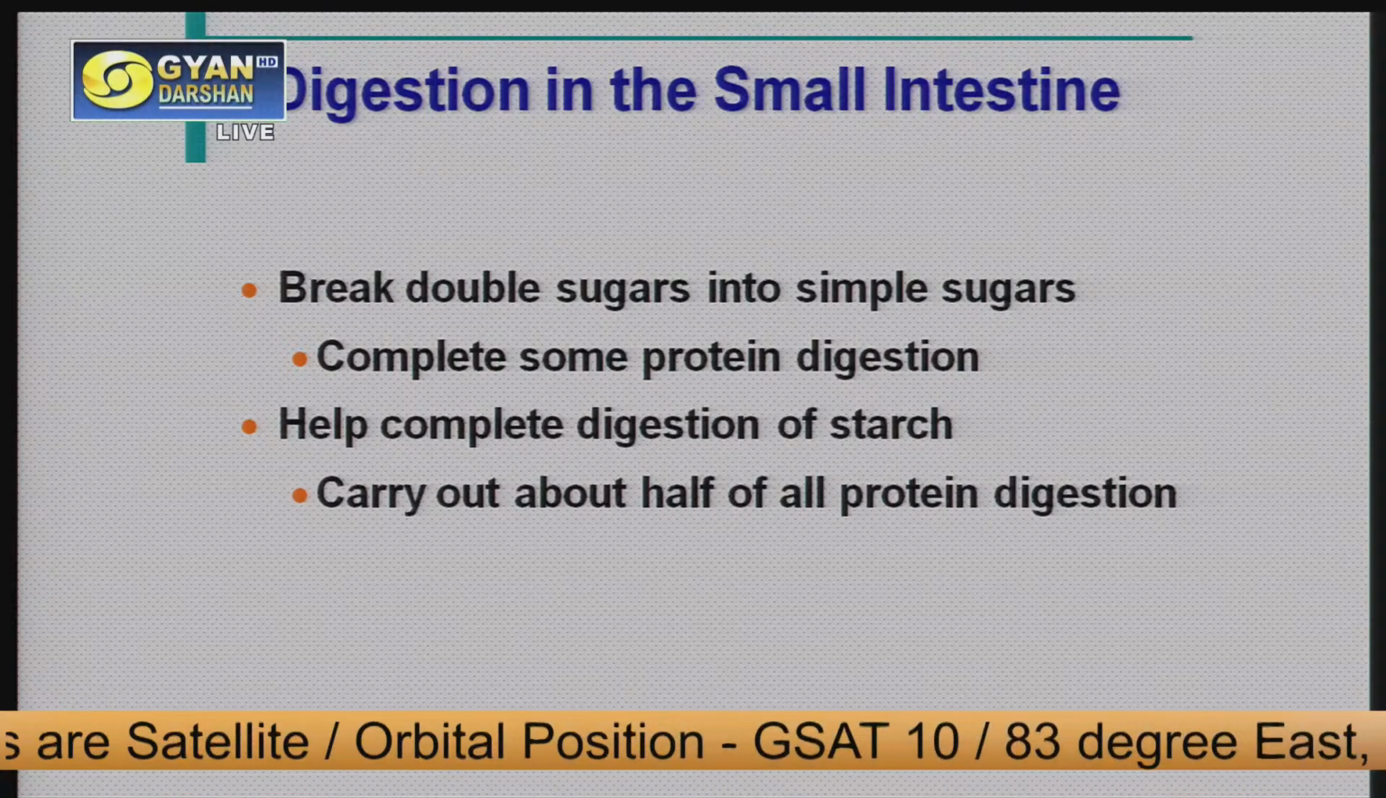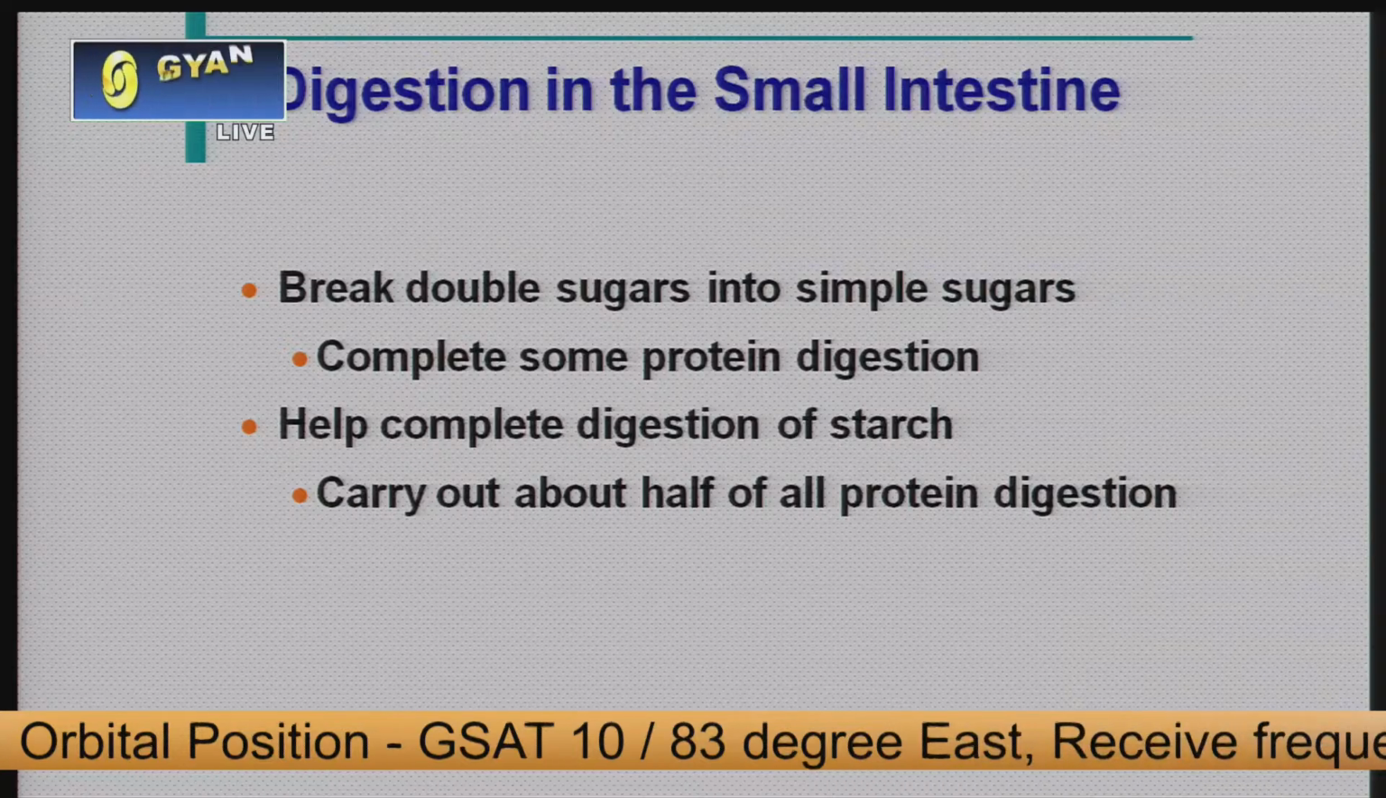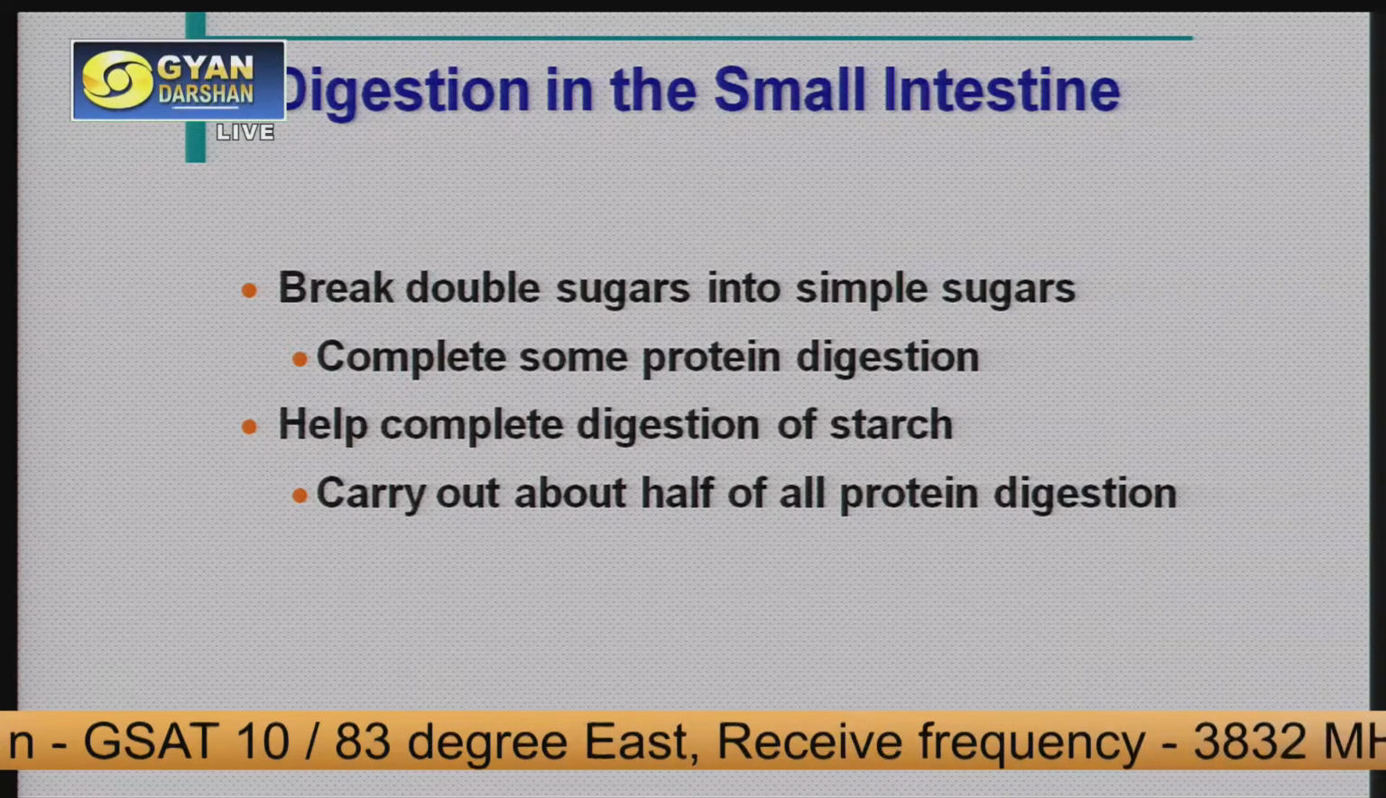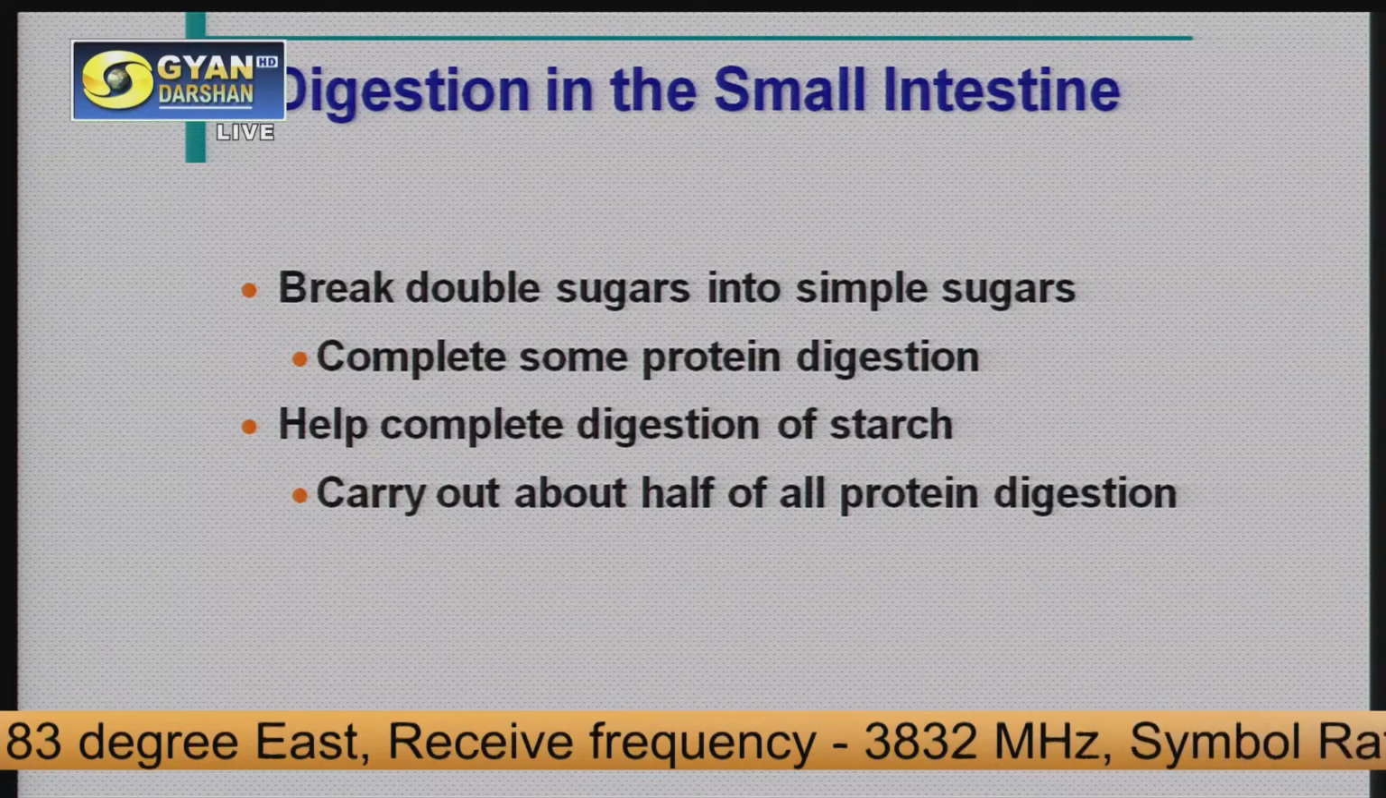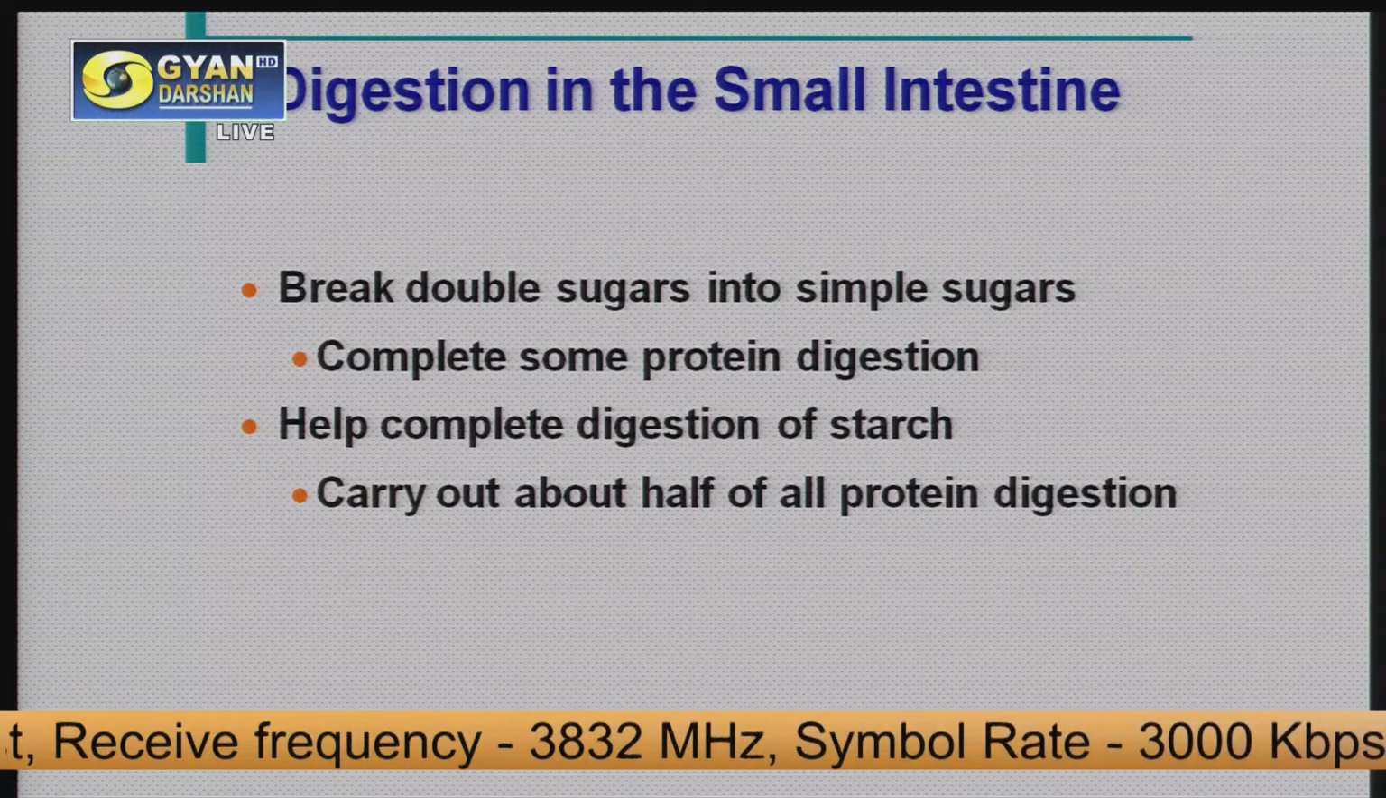Digestion in the small intestine helps the complete digestion of starch and carries out about half of all protein digestion. You know, there are many proteins in our body, and in proteins there are many amino acids. The total number of amino acids is 20, okay? And some of the amino acids our body cannot produce, and some of the amino acids can be produced by our body.